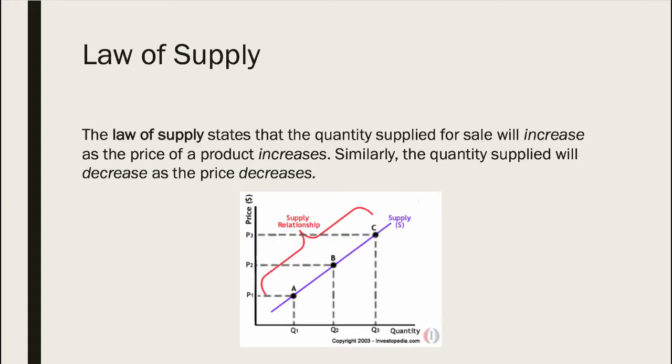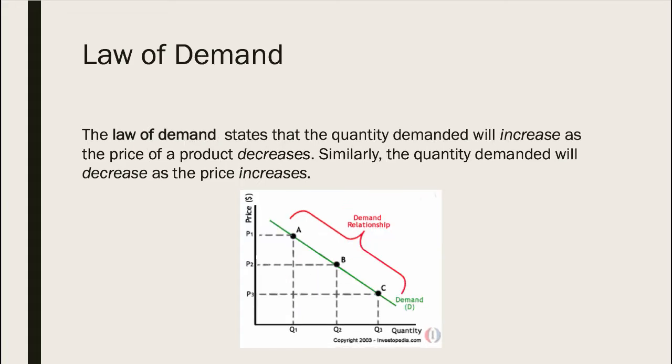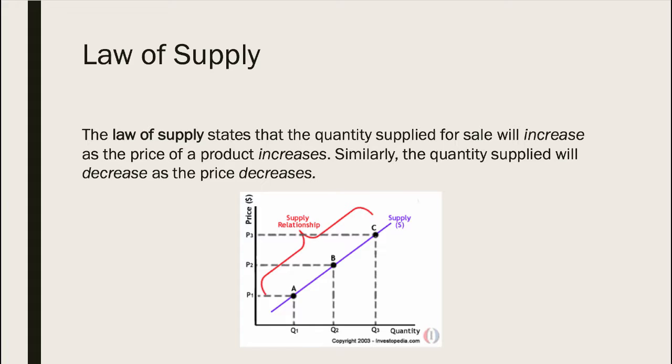The law of supply states that the quantity supplied for sale will increase as the price of a product increases. And also the quantity supplied will decrease as the price decreases. So if you're the producer, if the price is increasing, you're going to want to supply more at that higher price. So the higher the price of a unit, the greater the incentive is for the manufacturer to produce more. So this is a direct relationship. Notice how when we have a demand function, it's going to be decreasing, supply will be increasing.